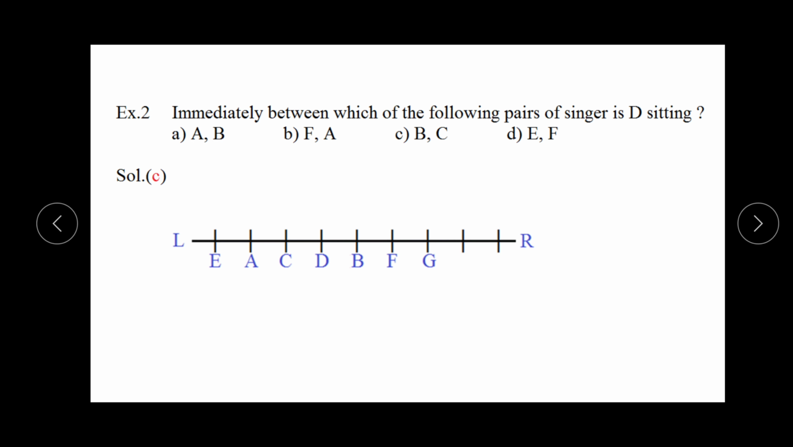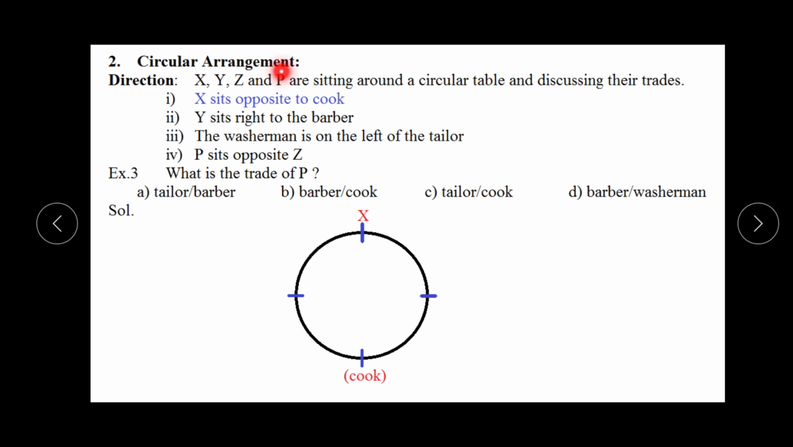This is the second type, circular arrangement. To discuss the circular arrangement, we will take this example. The direction is given: X, Y, Z and P are sitting around a circular table and discussing their trade. It means these are the four persons who are sitting around a circular table and discussing. It means we can say that the faces of the persons are towards the center.